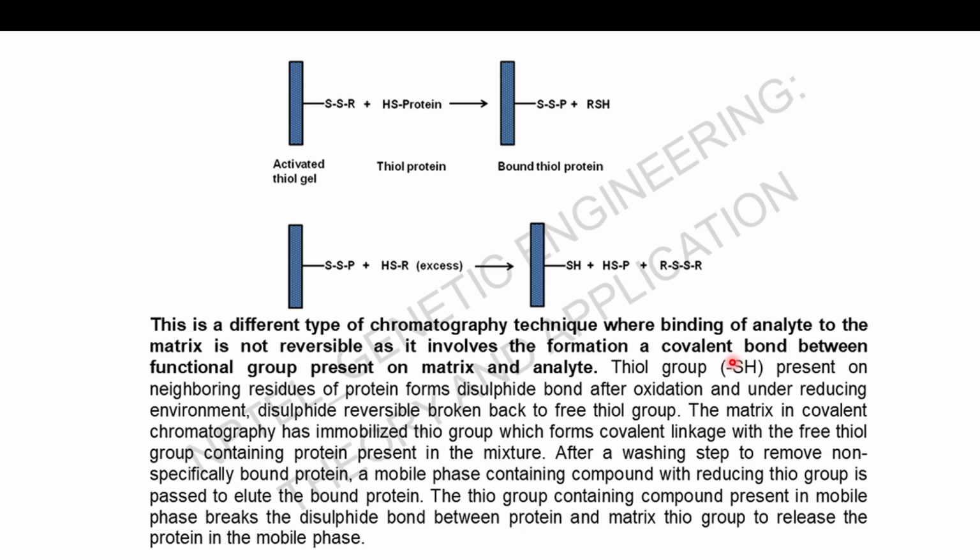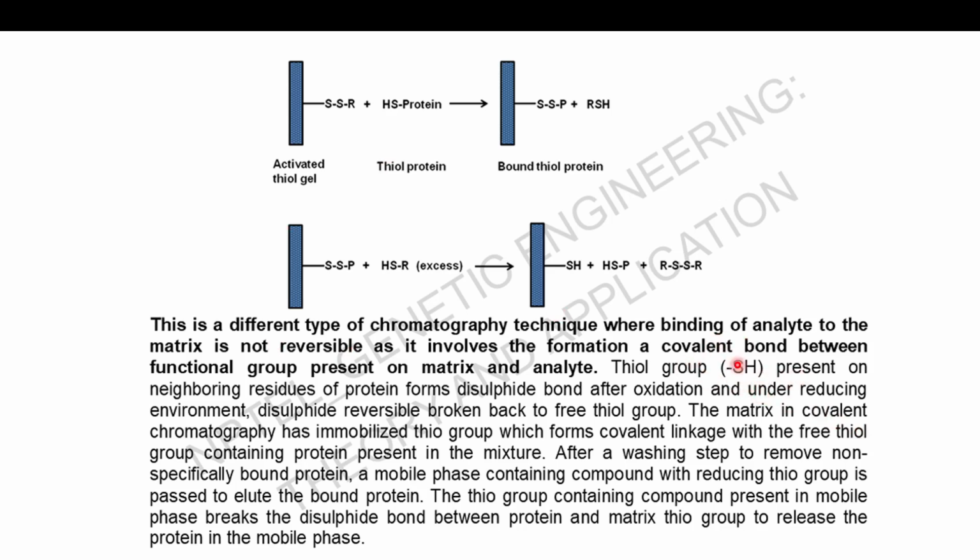Okay. Now, this is one type of covalent bonding formed, wherein a covalent bond is formed, and this is not reversible. For the other cases, it was reversible, right? You were changing the composition of the buffer, and then eluting out your sample of interest, right? Letting it bind to the matrix and then changing the buffers so as to elute out your sample of interest. So the binding was reversible.